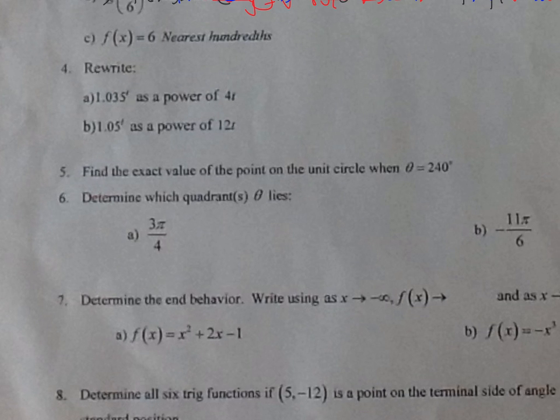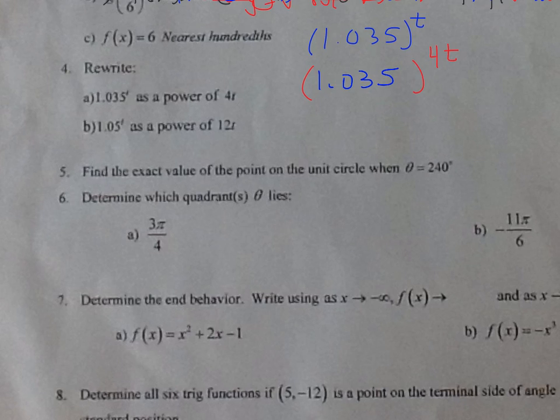Okay, so let's take a look at 4. Okay, so 4 says to rewrite. So we want to write this one here, 1.035 to the t power, as a power of 4t. So it does seem hard, but it's not actually that hard. We did do it a long time ago in class. So you want to take 1.035 to the t power. It still has to be 1.035 to the t power, but you want to write it as a power of 4t, but it still has to be the same number. So we want, what could I put here and raise to the 4t power, but it still represents 1.035.